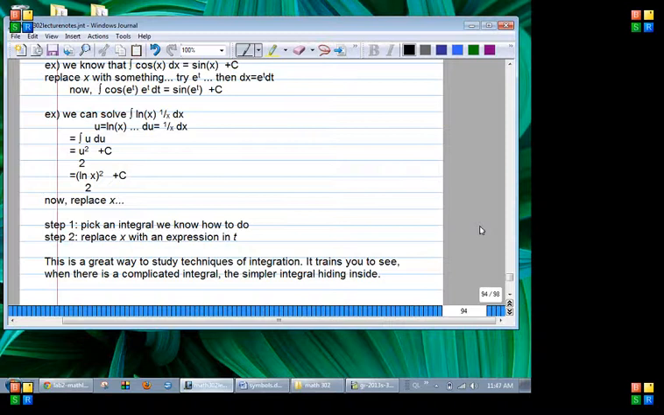It trains you to see when there is a complicated integral, what is the simpler integral that is hiding inside. Because believe me, I know that techniques of integration is hard because you don't know which technique to use. So an exercise like this, for example, trains you to see what technique you need to use. By doing problems in reverse, it makes you better at doing problems forwards.